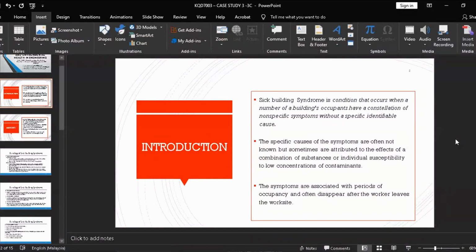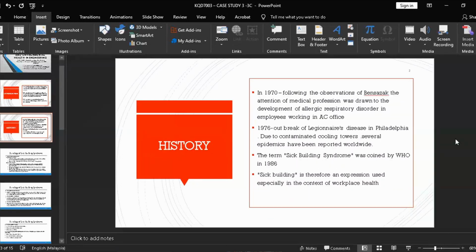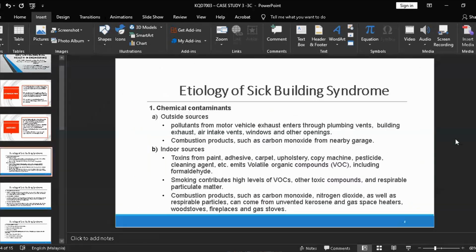Sick building syndrome is the condition that occurs when a number of building occupants have a constellation of non-specific symptoms without a specific identifiable cause. Correct? All right. So you did mention, when you go to the next slide, next slide some more, next slide.